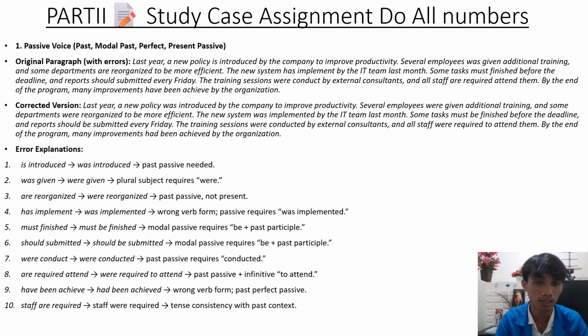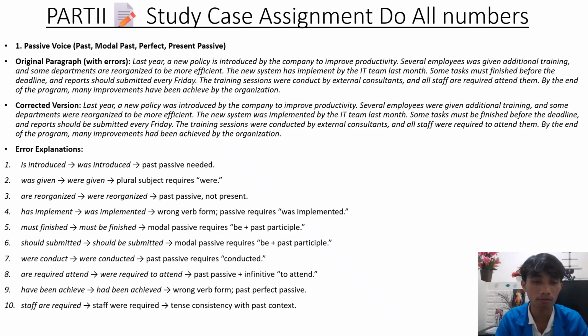5. Must finished, change to must be finished. Modal passive requires be plus past participle. 6. Should submitted, change to should be submitted. Modal passive requires be plus past participle. 7. Were conducted, past passive requires conducted. 8. Are required attend, change to were required to attend. Past passive plus infinitive to attend.